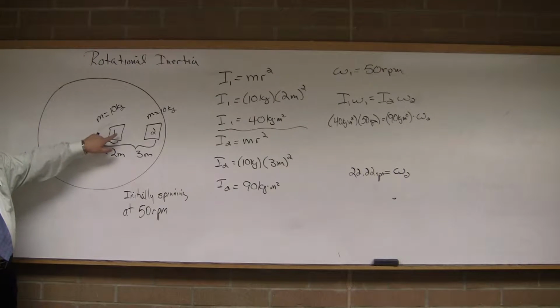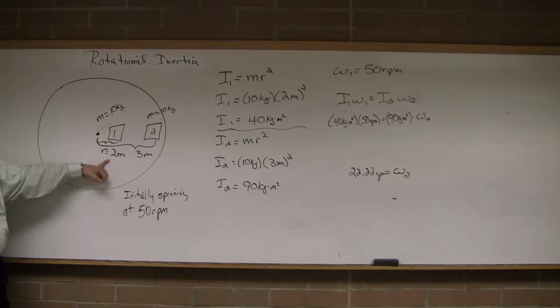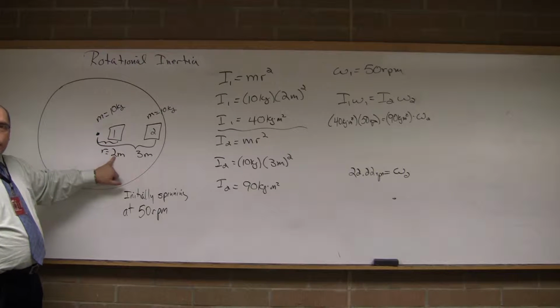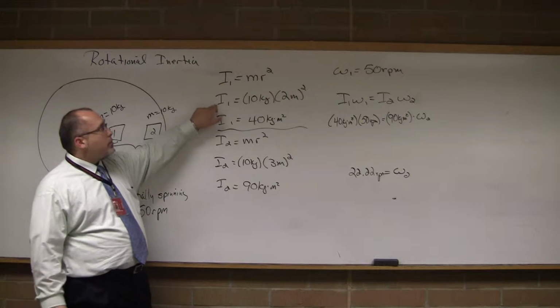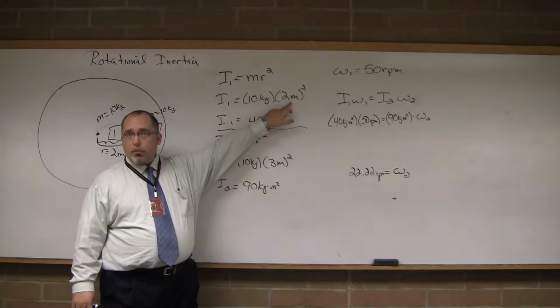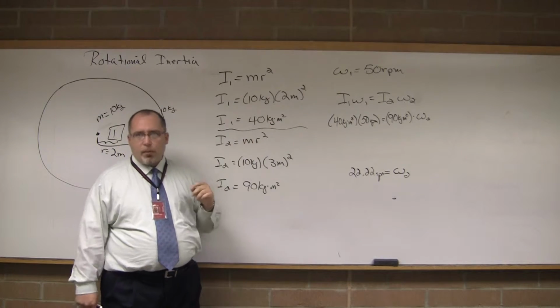and say there was a child on a merry-go-round in position 1. He had a 10 kilogram mass, and he's 2 meters from the center. It's a pretty big merry-go-round, I know. But say we calculated his rotational inertia here. At position 1, it's just I equals mr squared. So his 10 kilogram mass times his 2 meter radius squared gives us 40 kilograms meter squared. Doesn't really mean much right now.